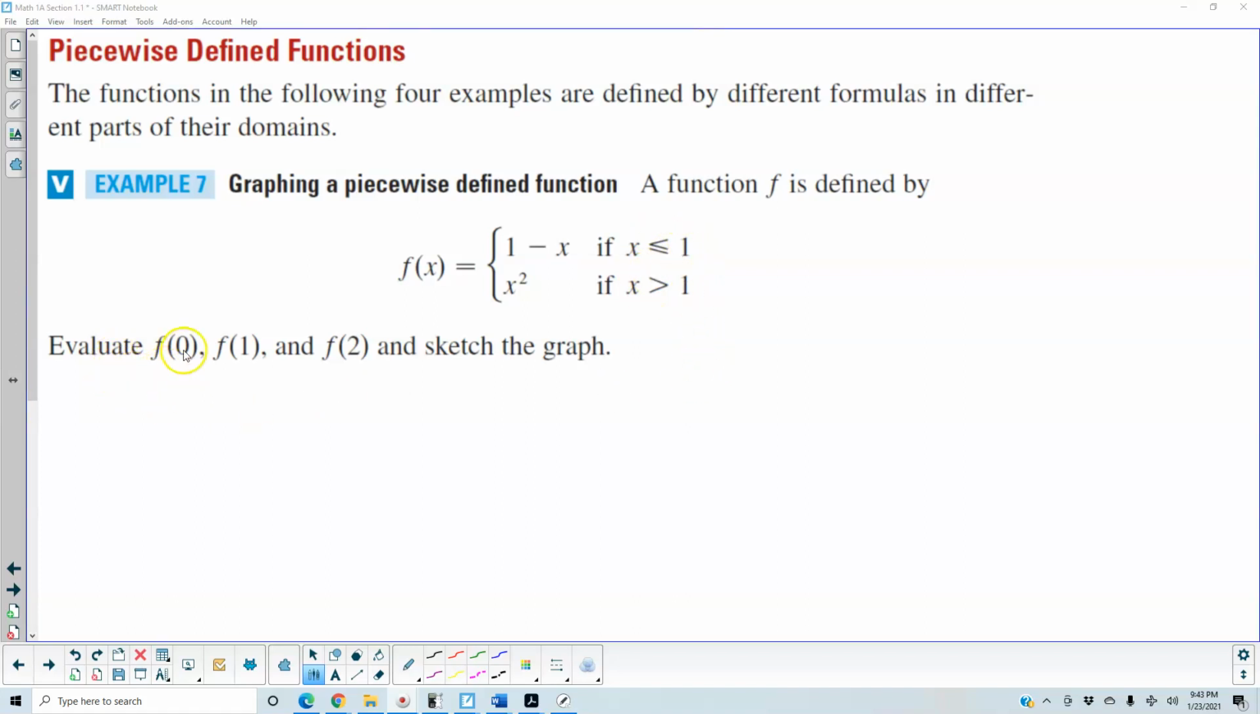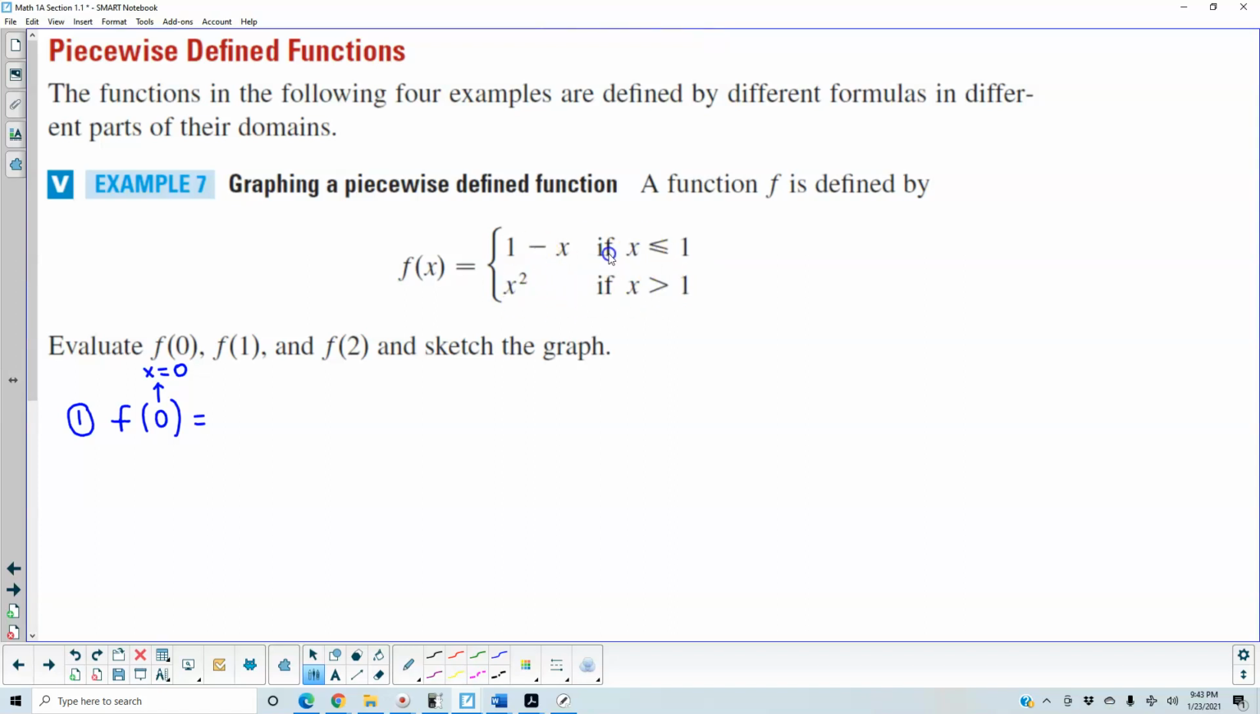So we want to be able to evaluate f of 0, f of 1, and f of 2, and then sketch the graph. So for the first one, we want to find f of 0. That's telling us that x is equal to 0. If we take a look at our function up here, wherever 0 falls within that domain, we're going to use that equation. So where does x equal 0? Now, is 0 greater than 1? The answer is no. So it can't be using the second equation.